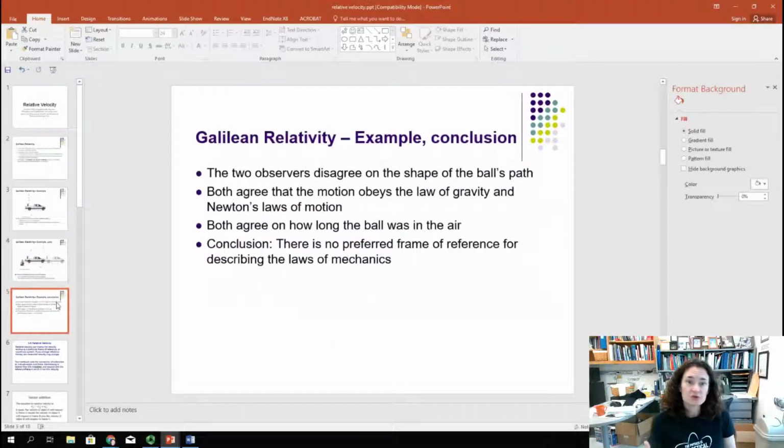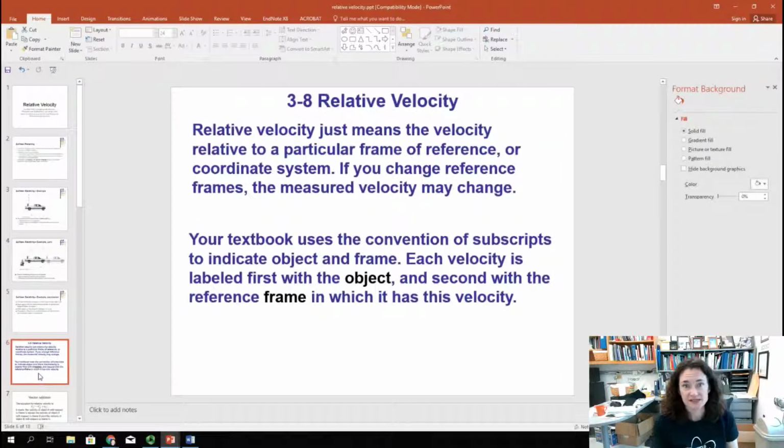So, the two observers might disagree on the shape of the ball's path, but they both agree that the motion obeys the law of gravity, Newton's laws of motion are obeyed, and they agree on how long the ball was in the air. So the conclusion is there's really no preferred frame of reference for describing the laws of mechanics. But if you're shifting from one frame to another, you have to be able to do that and not break any physics laws. And so that's where we're going with it today for our lecture on relative velocity.